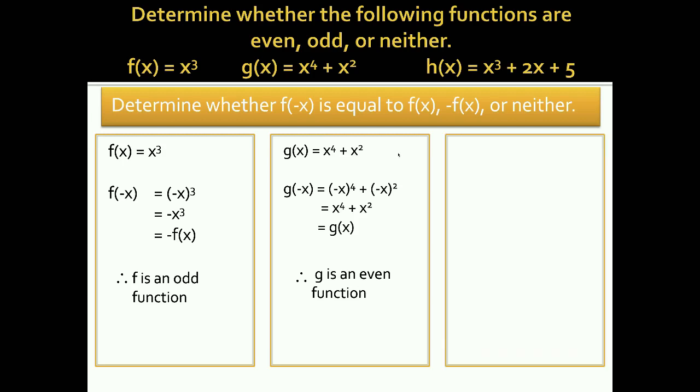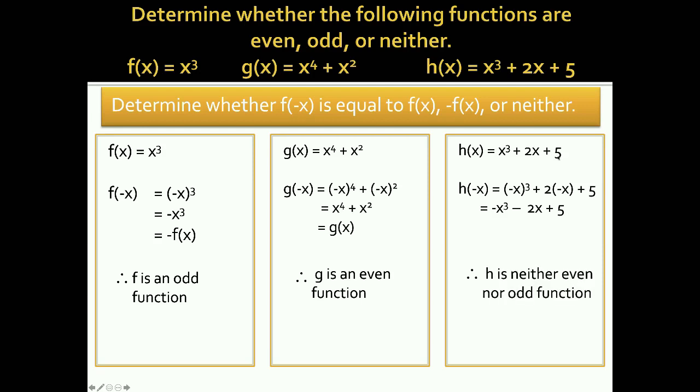Last one, plugging in negative x, we get negative x cubed plus 2 times negative x. Well, this first term will be the opposite, so negative x cubed. The second term will be negative 2x, and the last term will be positive 5. Well, it's neither, because this is positive, this is negative. This is positive, this is negative, but both of these are the same. So it's neither odd nor even.